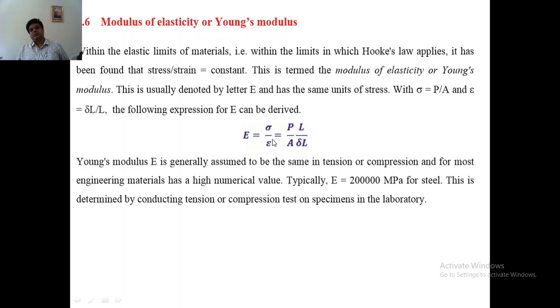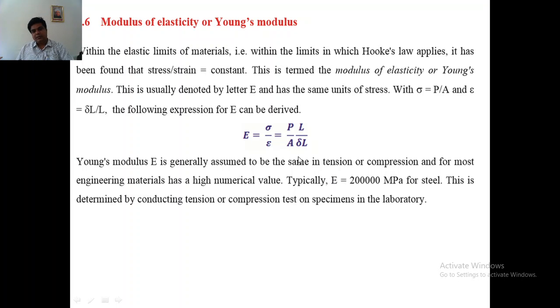What is the formula for strain? Change in length by the original length. So if you rearrange the terms, it will become PL by A delta L. When I put the units for P and L and all those things, you will get the unit Newton per meter square. So the unit of Young's modulus or modulus of elasticity is Newton per meter square, or Pascal.